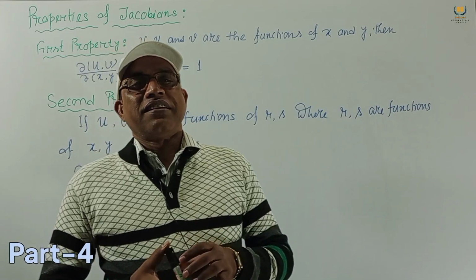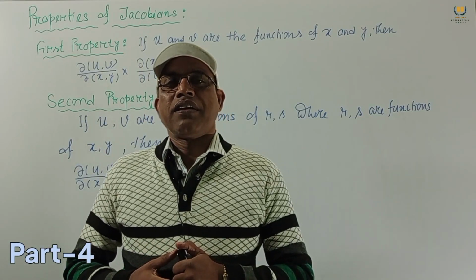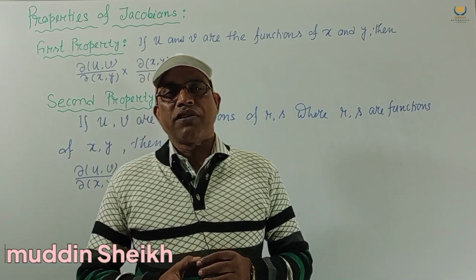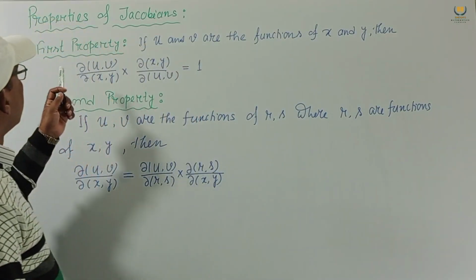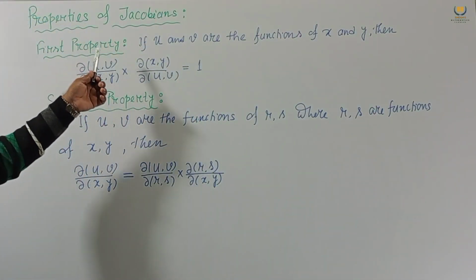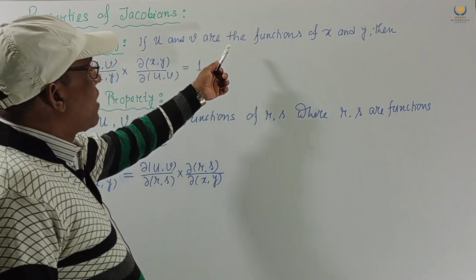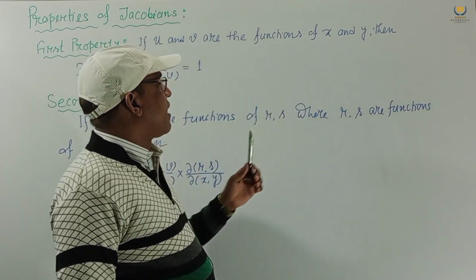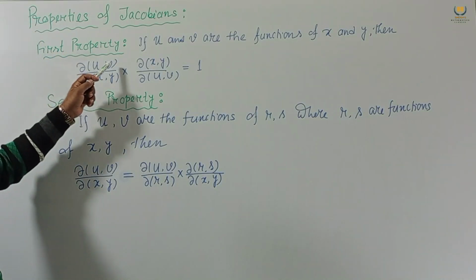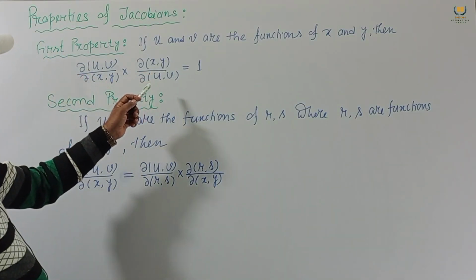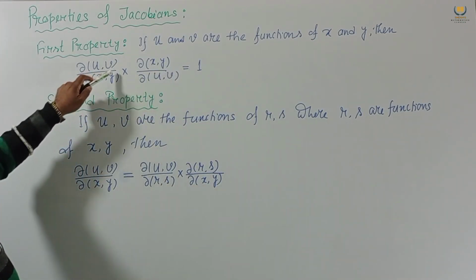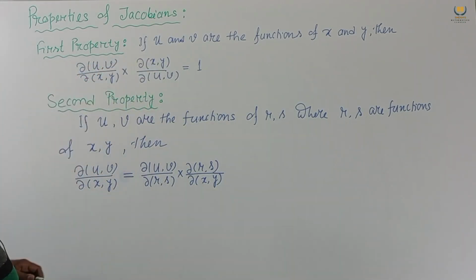Now we consider properties of Jacobian. Last class we solved some problems about Jacobians. The first property: if u and v are functions of x and y, then ∂(u,v)/∂(x,y) into ∂(x,y)/∂(u,v) equals 1. That means this cancels, ultimately you get 1. This is property 1.